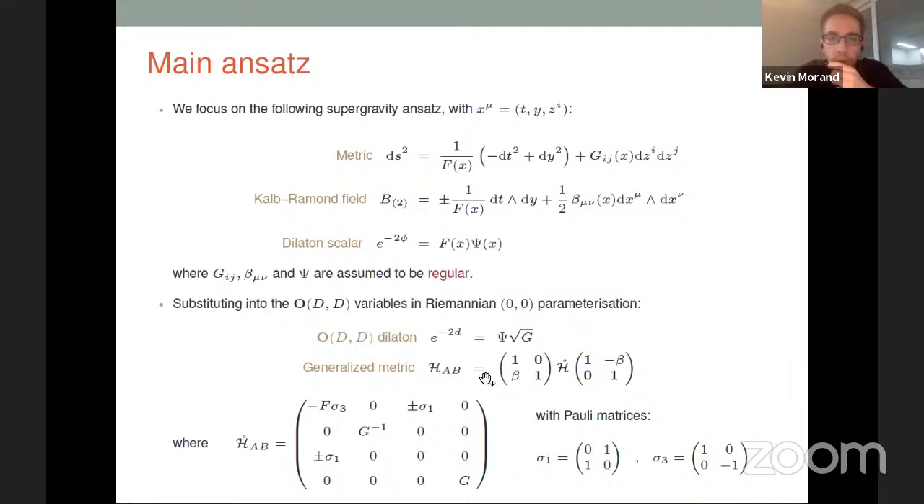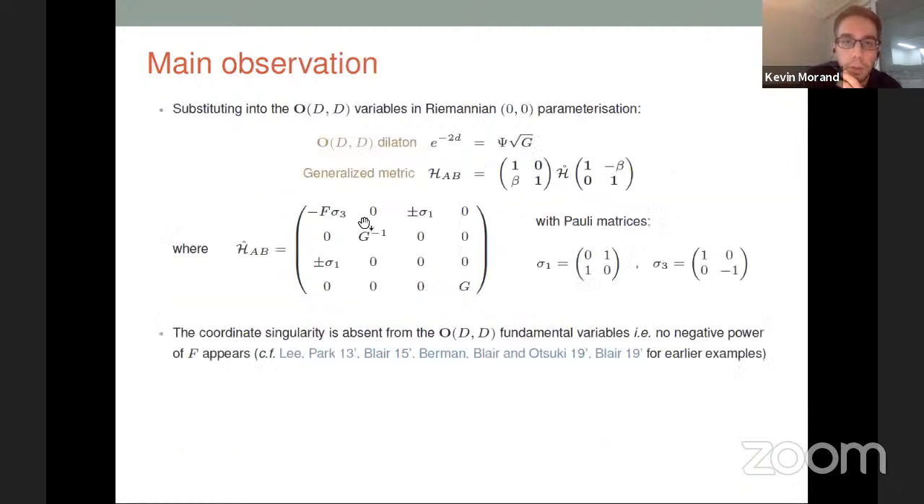Also, the generalized metric will have a kind of complicated expression, but it can also, as usual, be factored out. So we can factor out the beta part of the B field, like this. So we can focus on this H naught, which is given by this expression. So in this expression, sigma 1 and sigma 3 stand for the Pauli matrices. And f only appears through a positive power here.